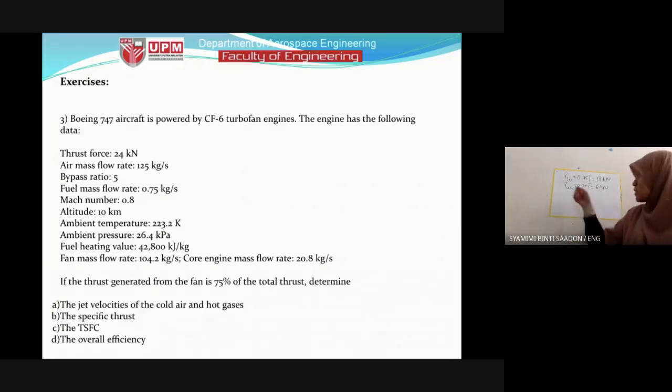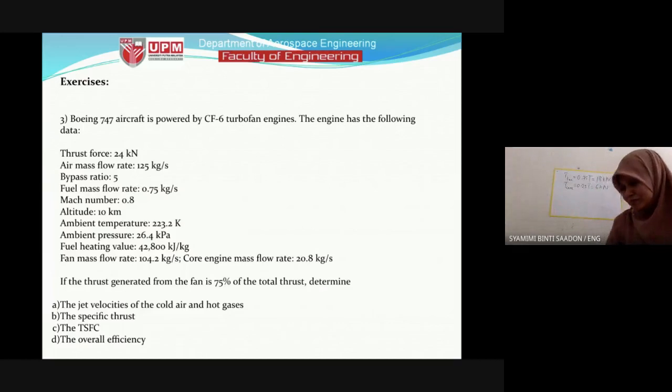Since we know the separate thrust produced by both airflows, fan and core, try to write the equation of thrust for separate fan and core. Just now, for the second exercise, we had the equation of thrust force for the total. So just take the fan part and the core part and equate them to the thrust fan and thrust core.